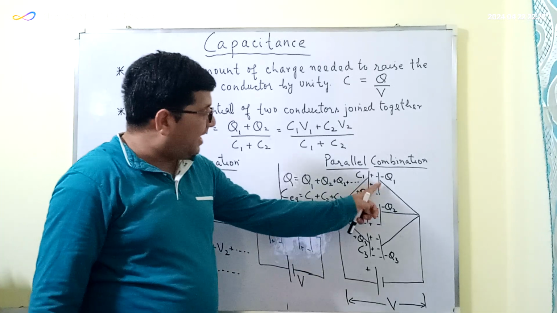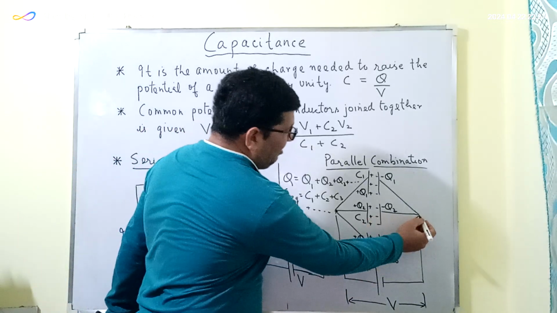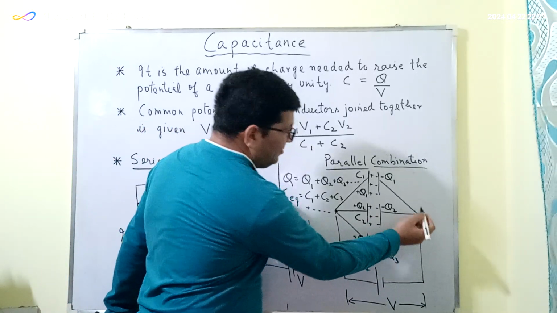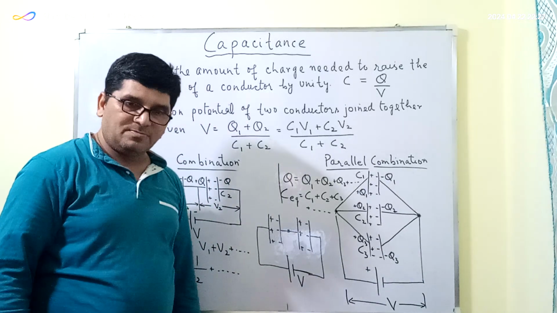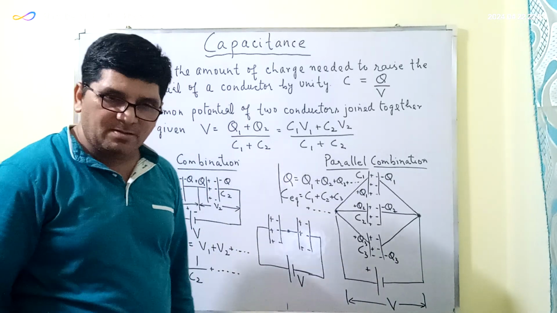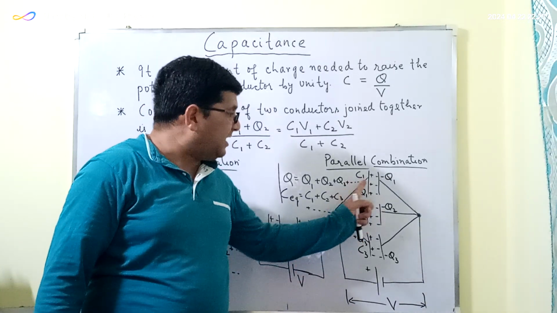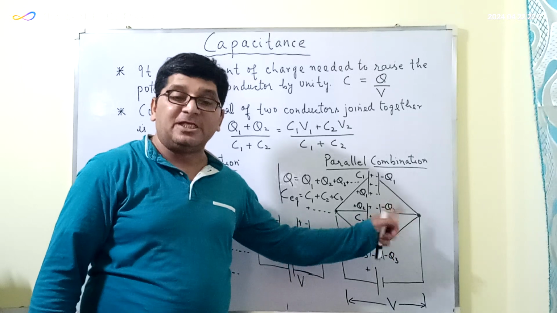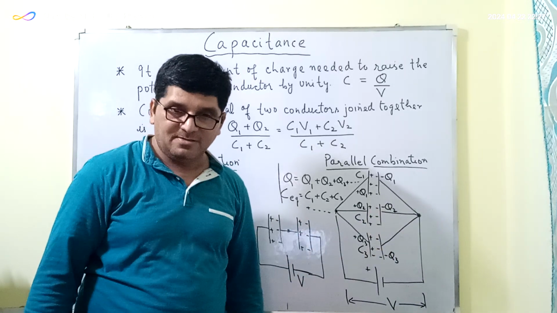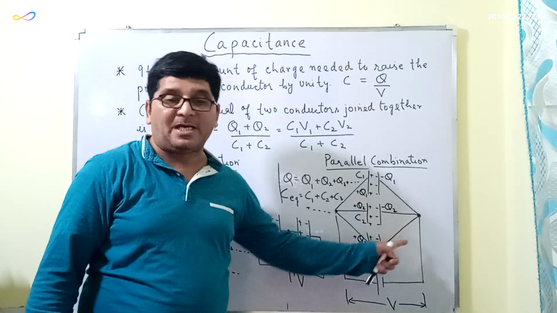Yes, sir. And the negatively charged plates, see here, this one, they are also connected together here. So here what is happening is that both the ends of the capacitor are connected to each other. So this is called the parallel combination.